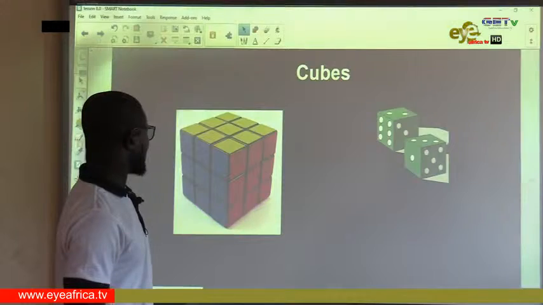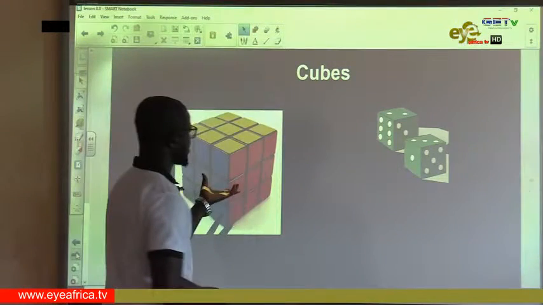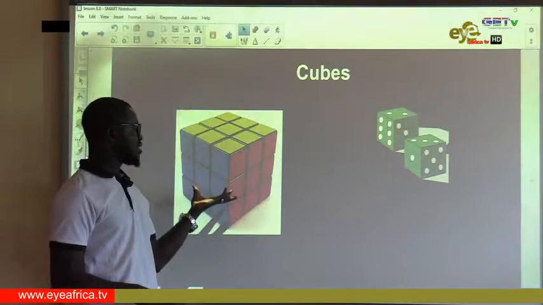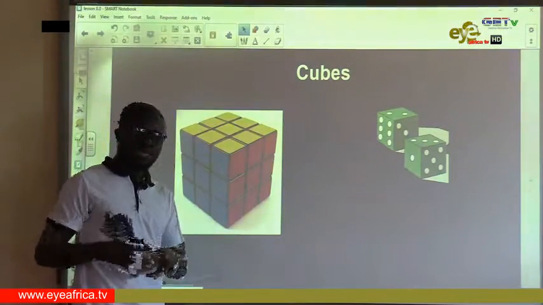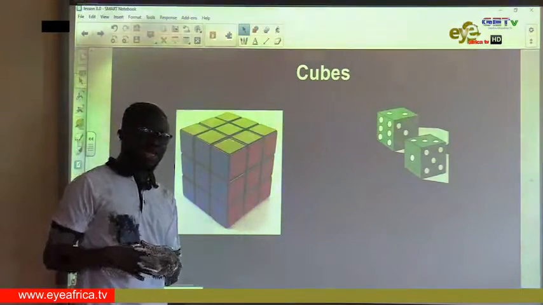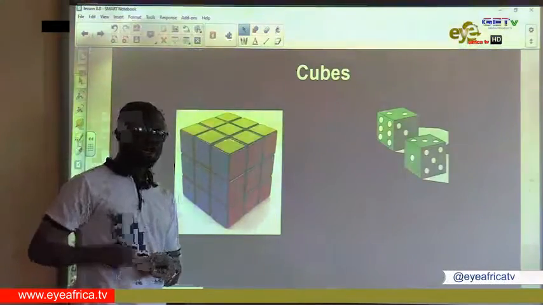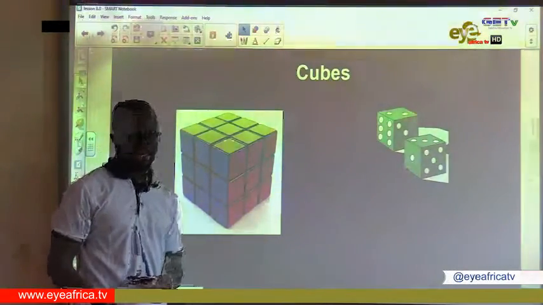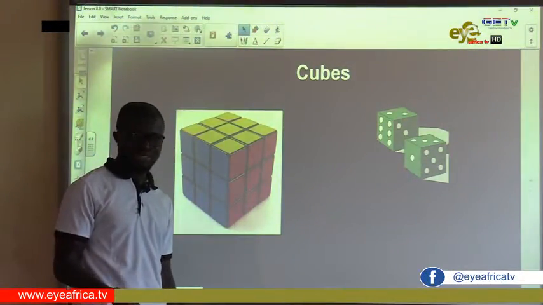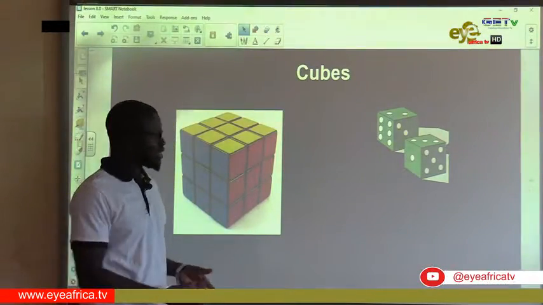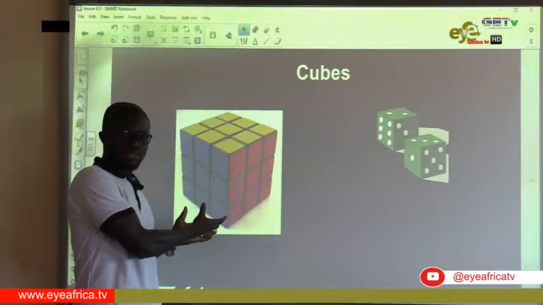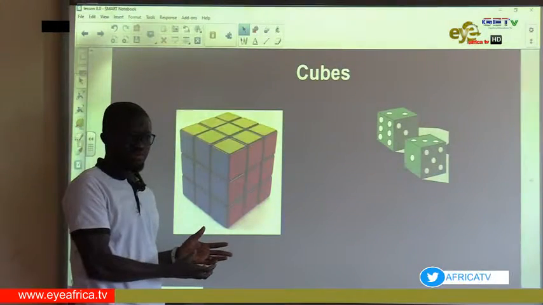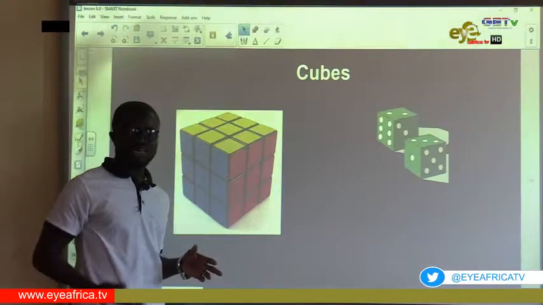We have some of the counters that we lock together. Remember, counters are used for counting during our math lessons. If you lock them up, they can give you the shape of a cube because they have the features of a cube. So counters can be used.